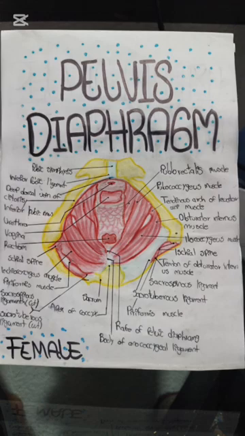Now let's look at the female pelvic diaphragm. It is made by the levator ani and coccygeus, which include the puborectalis, pubococcygeus, and the iliococcygeus. This muscle group supports the pelvic organs and helps control urination and defecation. We can also see the vagina, urethra, and the rectum passing through this muscular floor.